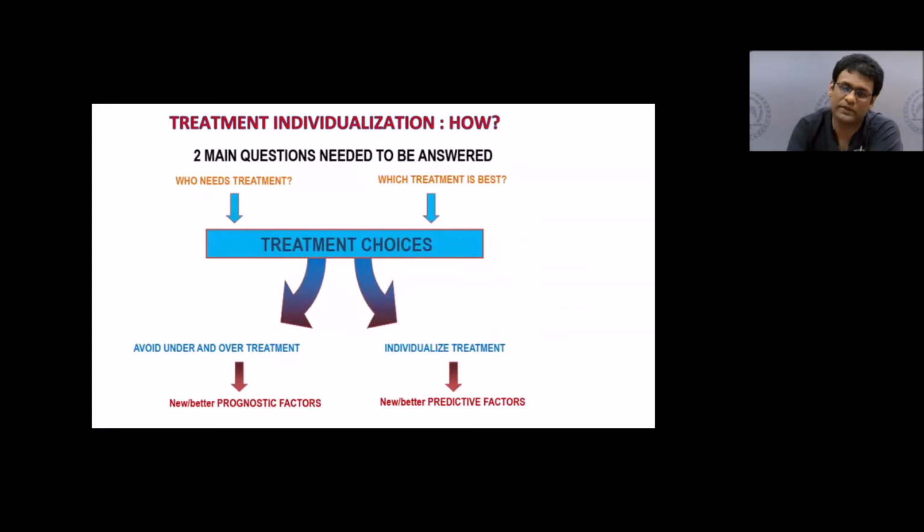The two main questions that need to be answered when we're thinking about treating breast cancer patients are: who are the patients who need treatment? And in that way, we have to understand how to avoid over and under treatment, which treatment is best for that patient, and how to individualize the treatment. Towards that end, we need good prognostic and predictive factors, and that's some of what I'll be talking about now.